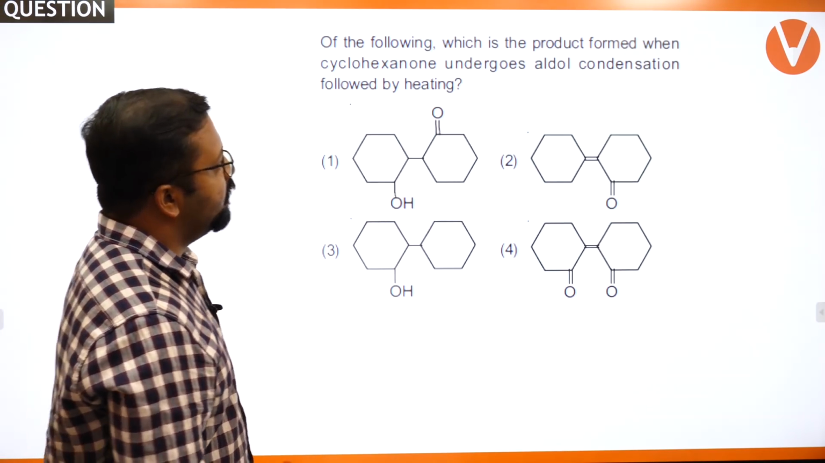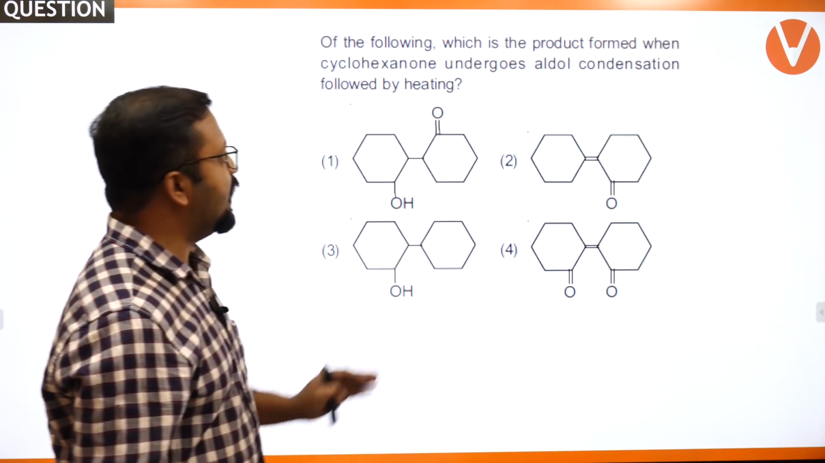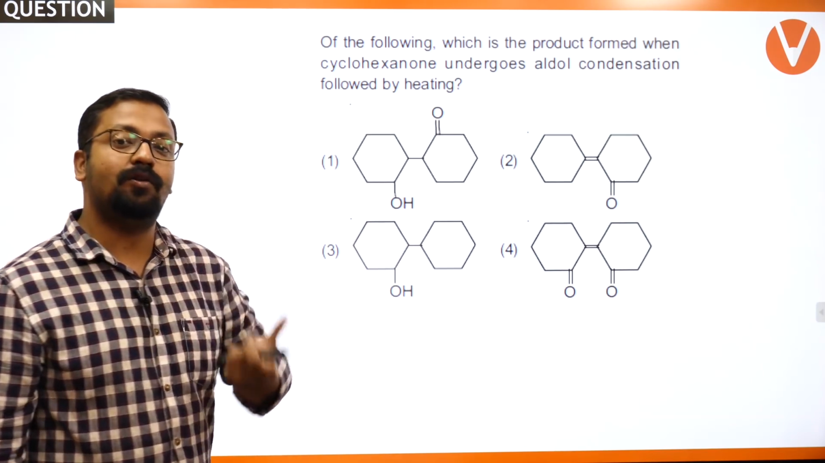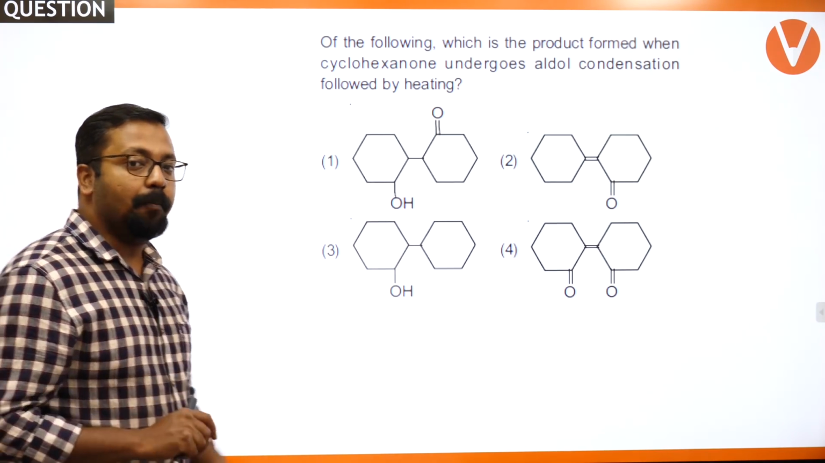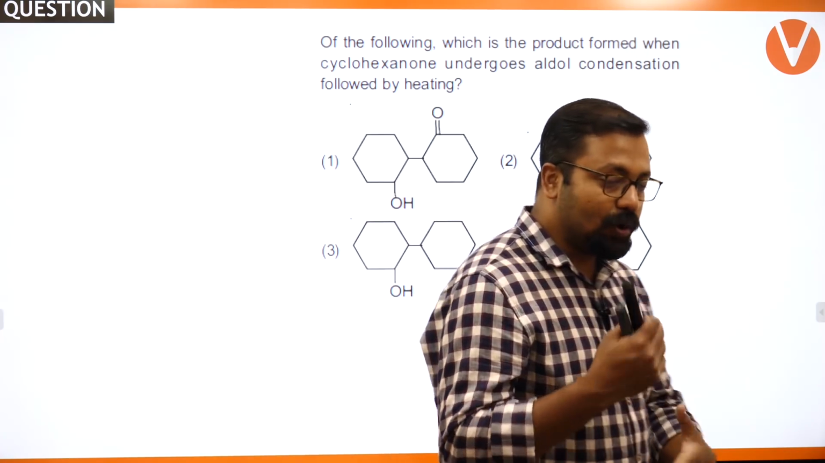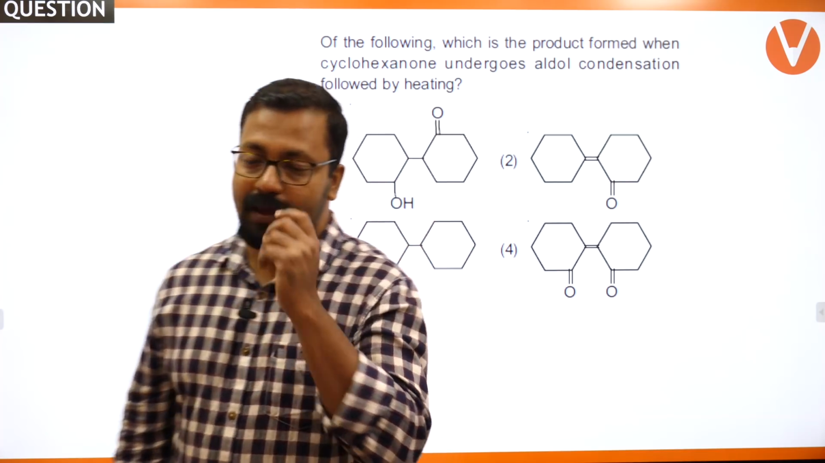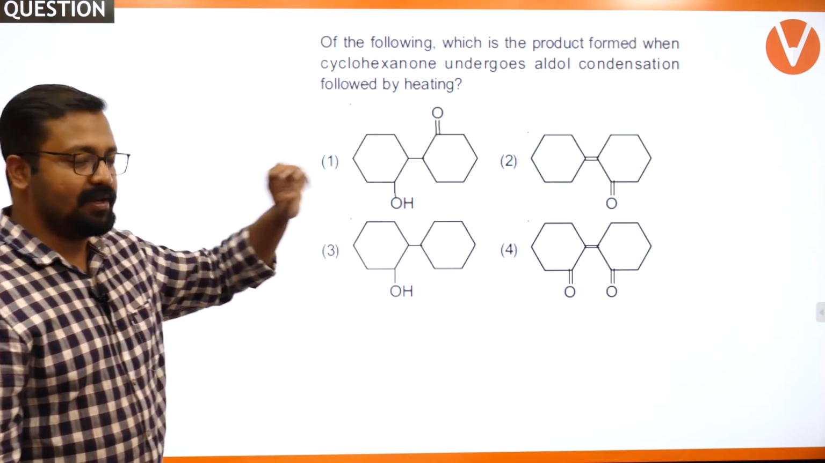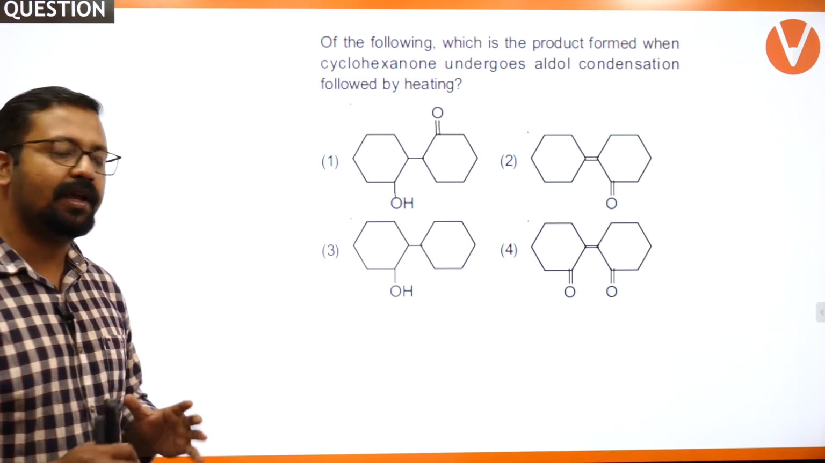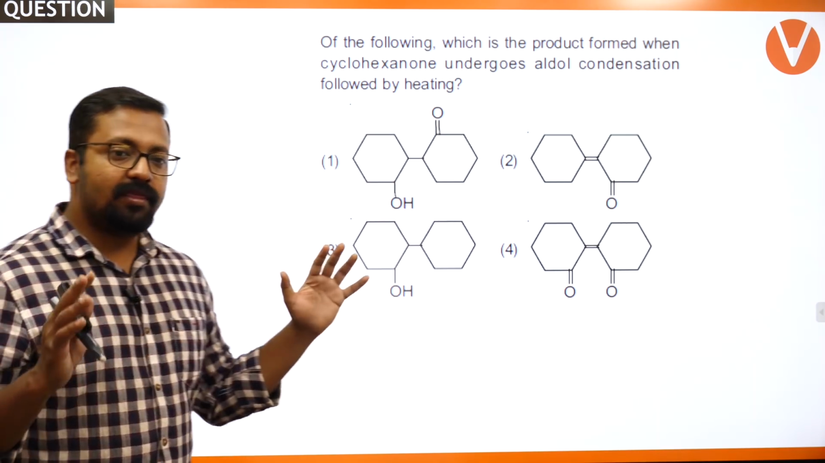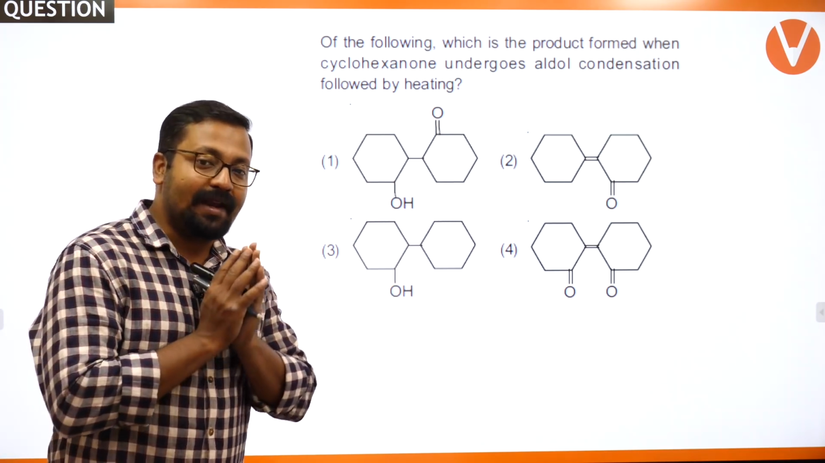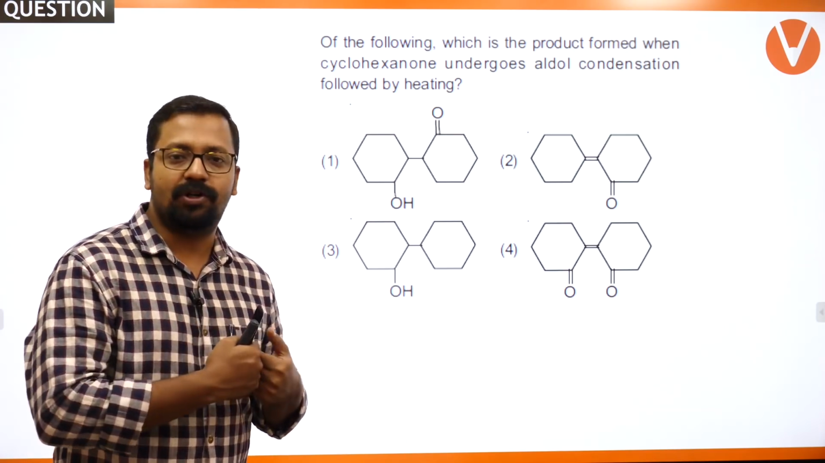Next question is this: which of the following products is formed when cyclohexanone undergoes aldol condensation? Now my request to you guys is, try to revise aldol condensation, try to learn the mechanism, but to solve this question I don't need the mechanism. इसका बहुत simple तरीका है. Aldol condensation is a carbon-carbon attachment reaction. Okay, carbon-carbon bonds बनते हैं.